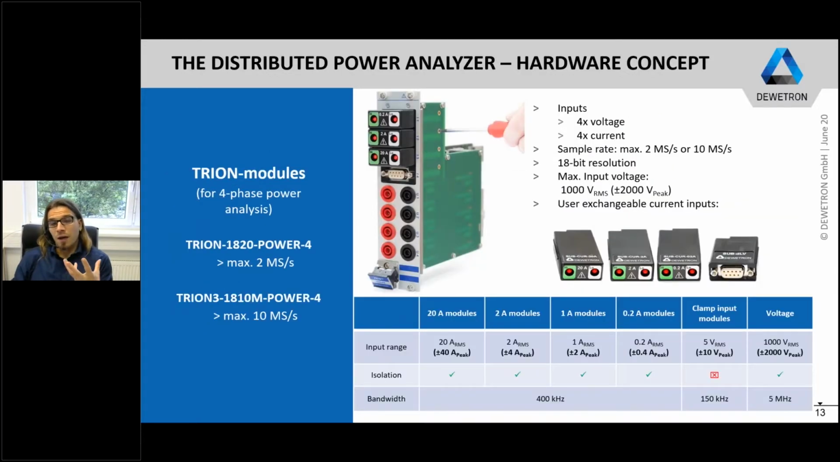When we talk about the power analysis itself, the Dewetron portfolio provides two different power measurement boards, which are the Trion 1820 Power 4 module, which can sample up to 2 megasamples per second for each channel, or if you need a higher sample rate, the Trion 3 1810M Power 4 board is available with up to 10 megasamples per second for each channel. You see the detailed specifications here on this slide.